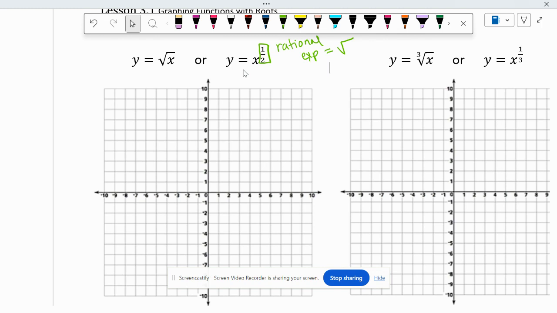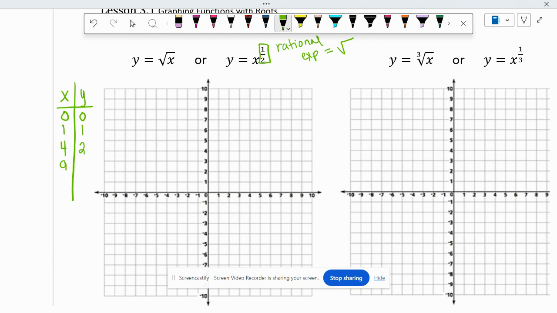So let's just make a table really fast. Make a table of values. I cannot take the square root of a negative number because we can't graph anything that's imaginary. So let's start with 0. When x is 0, the square root of 0 is, well, 0. When x is 1, the square root of 1 is 1. And I'm only going to put perfect squares in my table because I don't want to try to graph approximations. So when x is 4, the square root of 4 is 2.